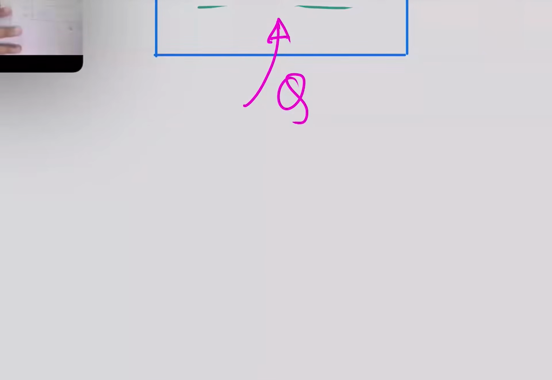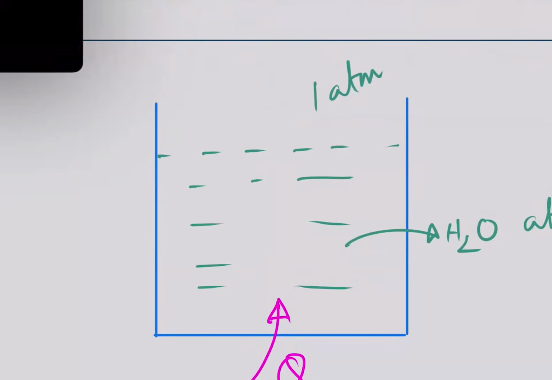Which is more? Specific heat of water is more, so it will have less slope. Are you sure? Yes. Okay.